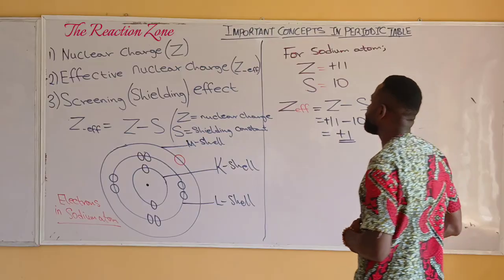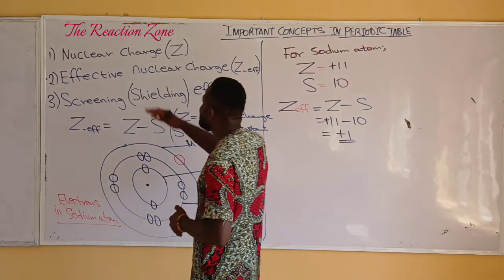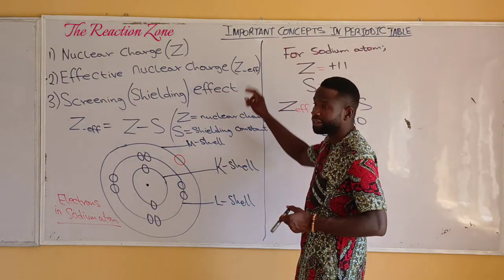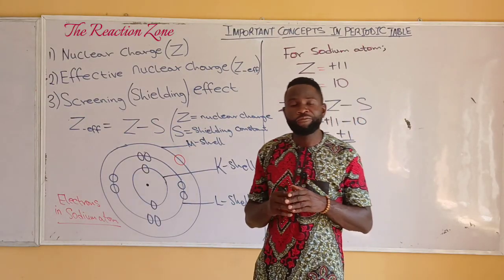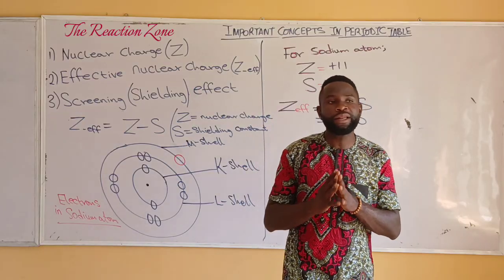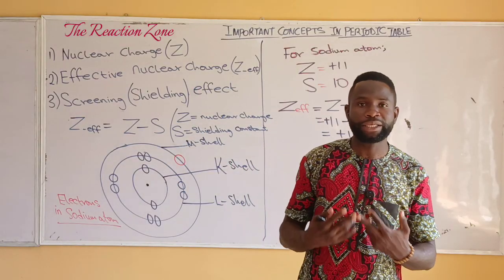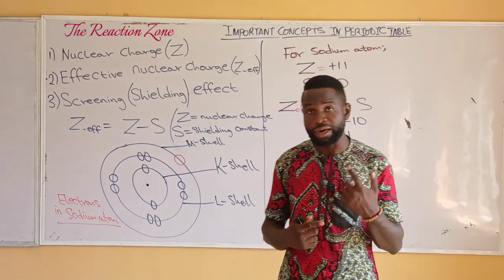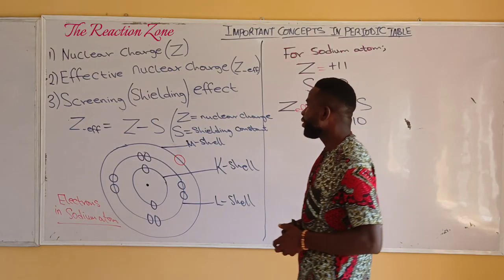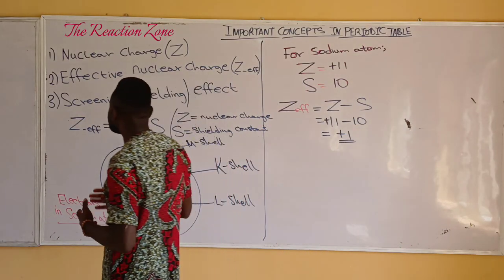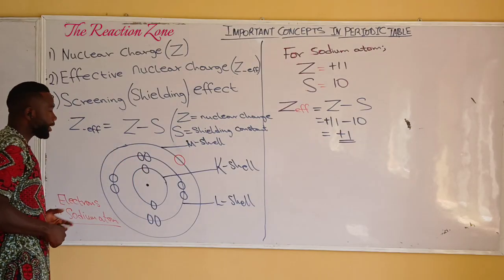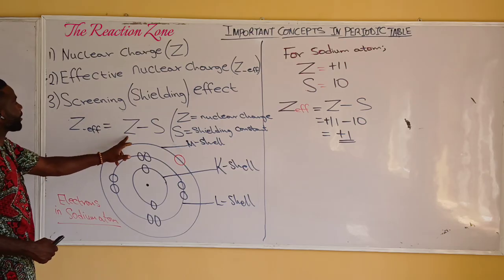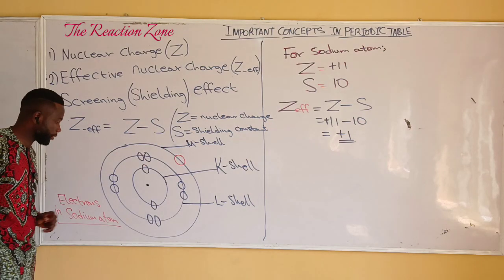The second concept we're going to look at is the concept of effective nuclear charge, which is represented by Z effective. The effective nuclear charge is the net positive charge that is experienced by an electron in a multi-electron atom. The mathematical relationship between effective nuclear charge and nuclear charge is as follows. Effective nuclear charge is equal to nuclear charge minus shielding constant.